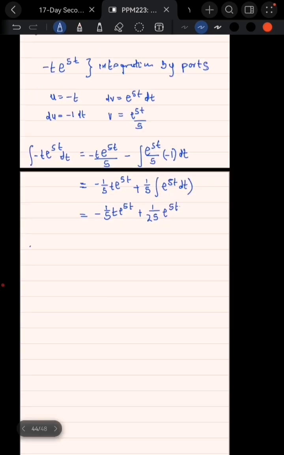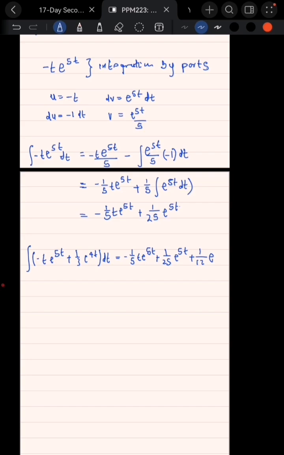Then it follows that the integration of minus t e to the power 5t plus 1 over 3 e to the power 4t dt is equal to minus 1 over 5 t e to the power 5t plus 1 over 25 e to the power 5t plus the integration of 1 over 3 e to the power 4t, which is going to be 1 over 3 times 4, which is 12, then e to the power 4t.